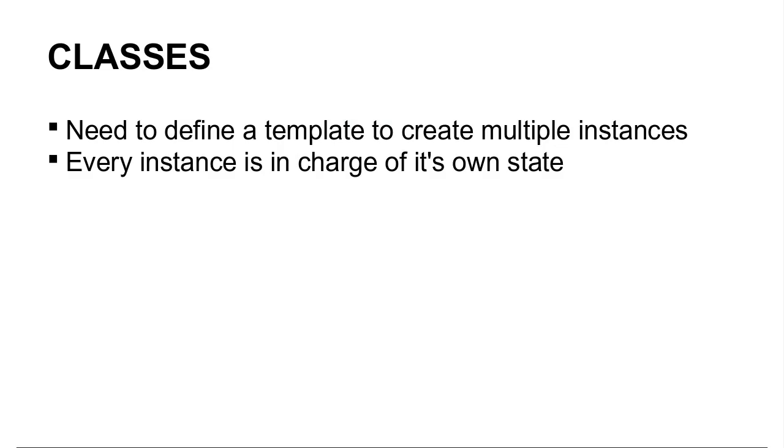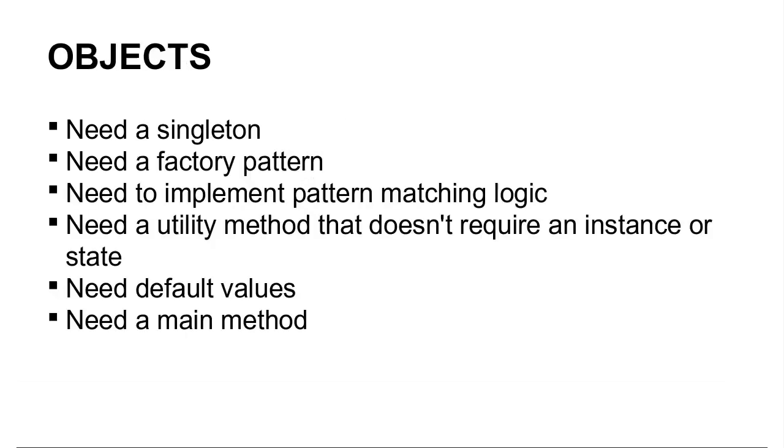Now, when do you use objects as opposed to classes? Well, in classes, if you need to define a template to create multiple instances, definitely you need a class. And if you need every instance in charge of its own state, definitely you need your own class as well. But for objects, if you need a singleton, if you need a factory pattern, creating families of related or dependent objects without specifying or hiding their concrete classes, and we'll make use of this factory pattern in the next session, then you would use an object. If you need to implement pattern matching logic, if you need a utility method, one that does not require an instance or a state, then you'll use an object.